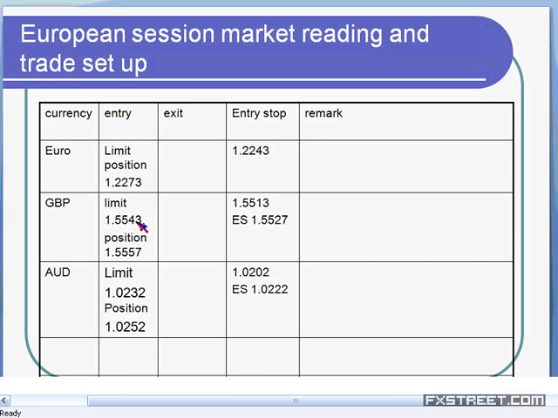Then in the case of GBP, I kept a limit order at 55.43. They are not filling it. So I just modified and took a buy position at 1.5557. Accordingly, 30 pips below, I kept the hedging order. Then similarly, in the case of Aussie, I kept a buy order at 1.0232 and I took a buy around 1.0252 when they came down. They came down up to 50 and went up.